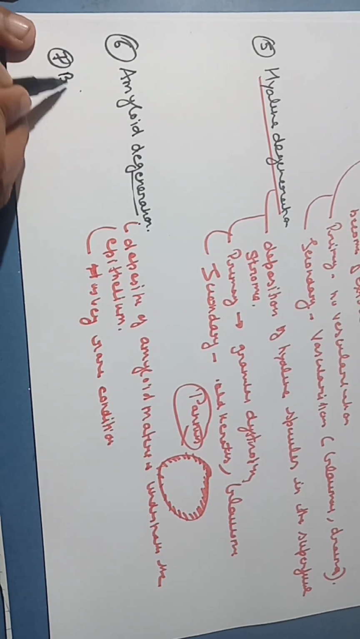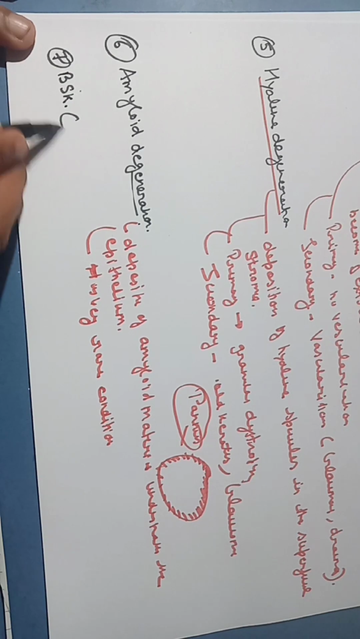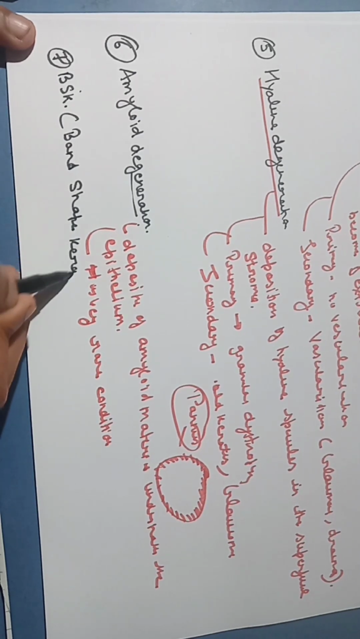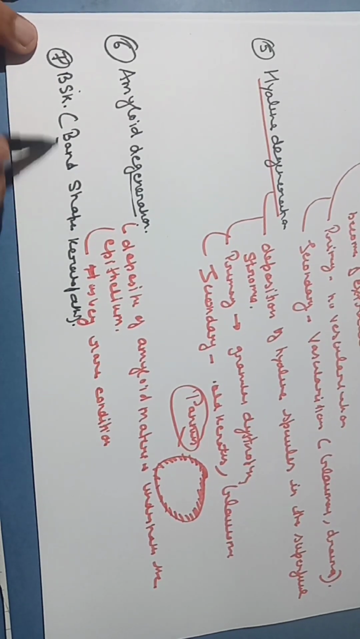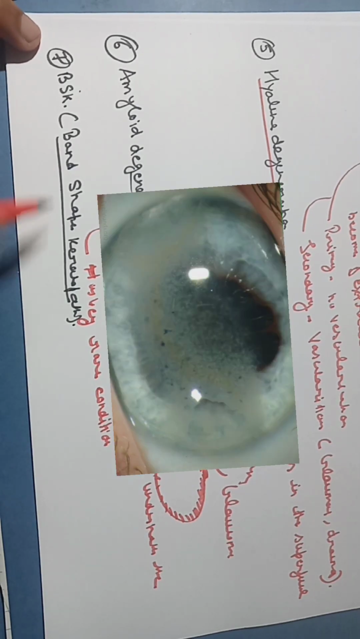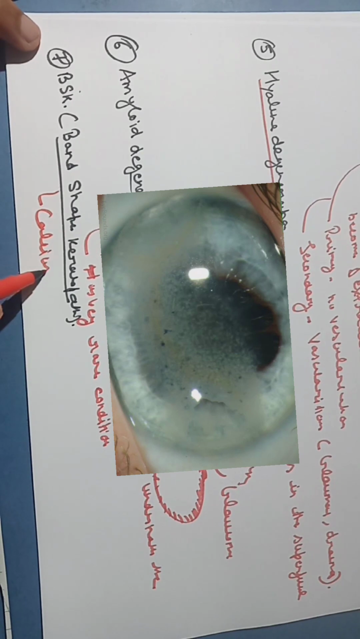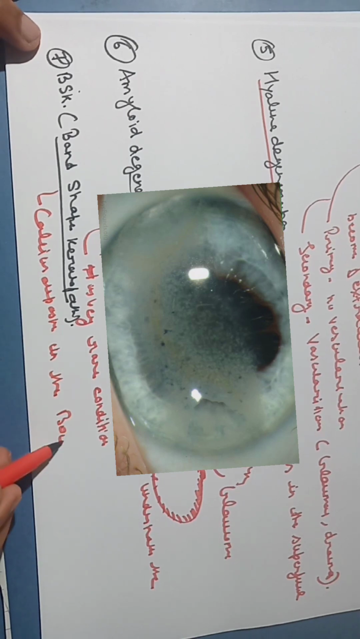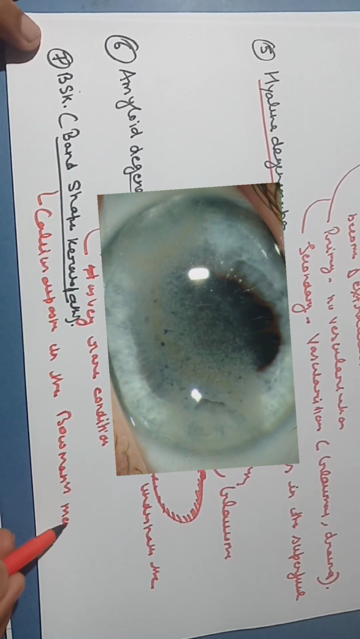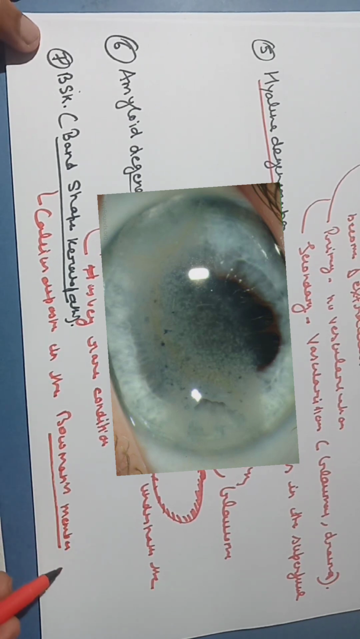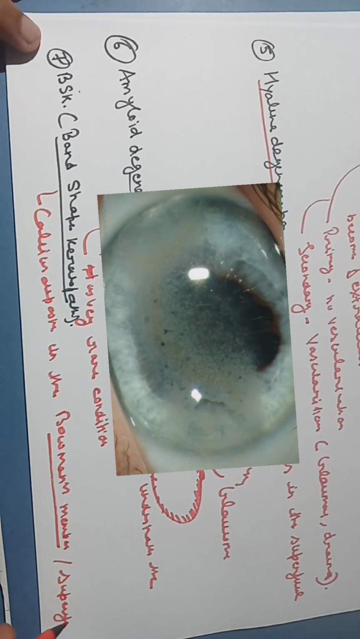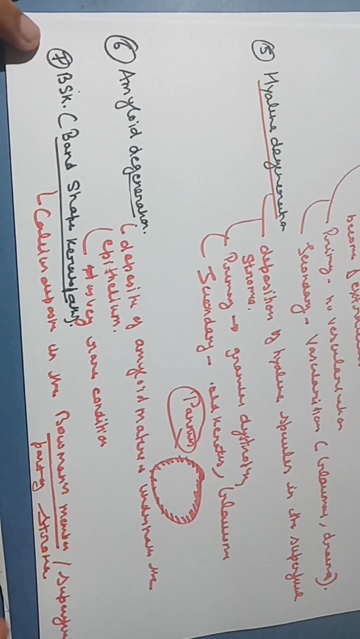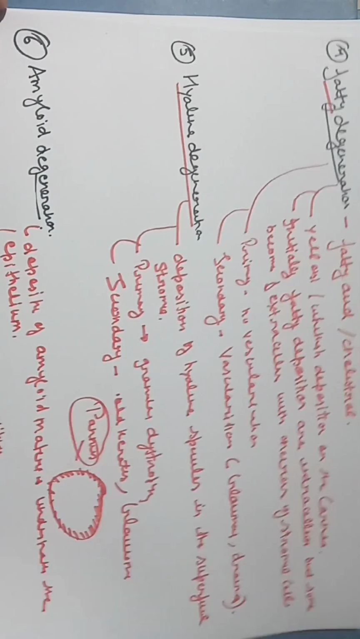Seventh is BSK, band shape keratopathy. In band shape keratopathy, there is a deposition of calcium in the Bowman's membrane or the superficial part of the stroma. Also deep beneath the epithelium.